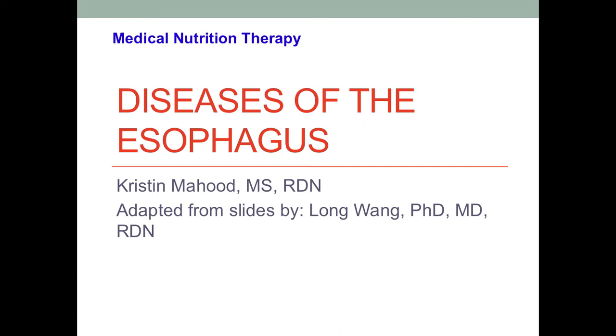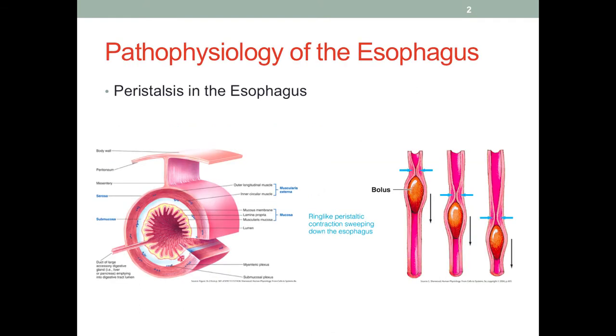Now we are going to discuss diseases of the esophagus. The role of the esophagus is to serve as the passage for the food bolus between the oral cavity and the stomach. So it's basically just a tube for passage. The esophagus is not meant for storage of food for a long period of time.